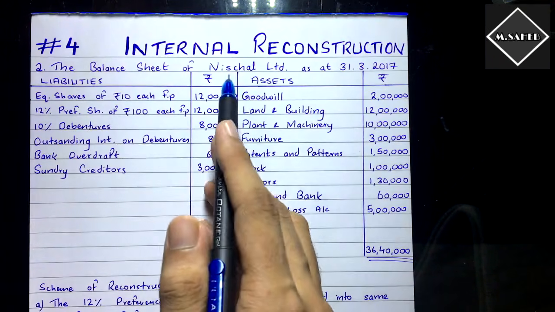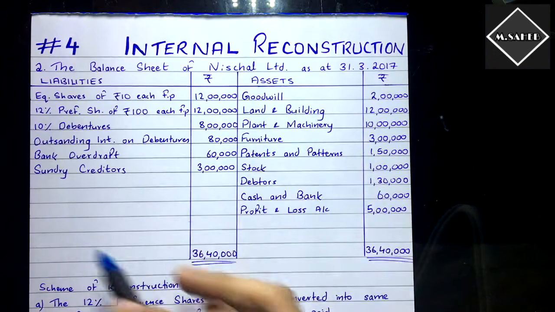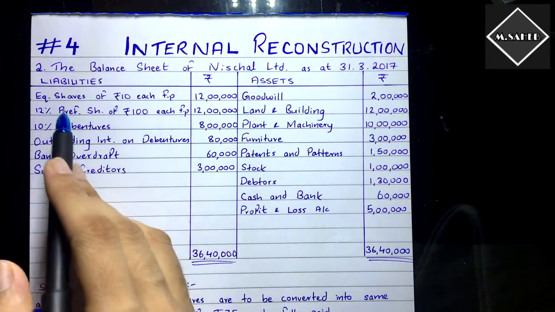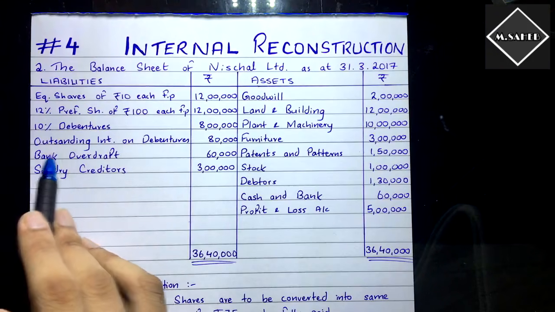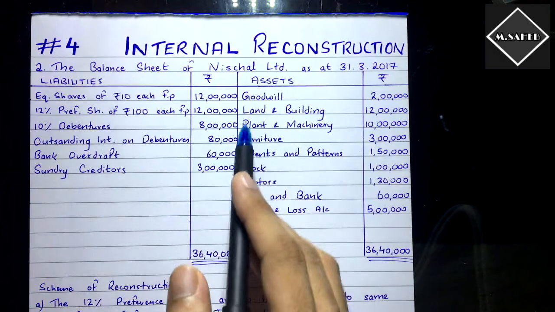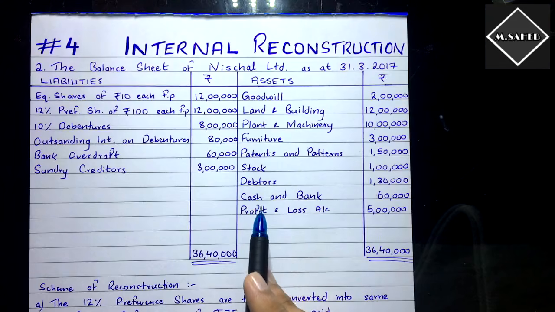The balance sheet of Nischal Limited as at 31st March 2017 is as follows. The horizontal balance sheet is given. In liabilities, we have got two capitals here: equity share capital and preference share capital, debentures, outstanding interest, bank overdraft, sundry creditors. And in assets, we have goodwill, land and building, plant and machinery, furniture, patent, stock, debtors, cash and bank. And then we have got the profit and loss account.